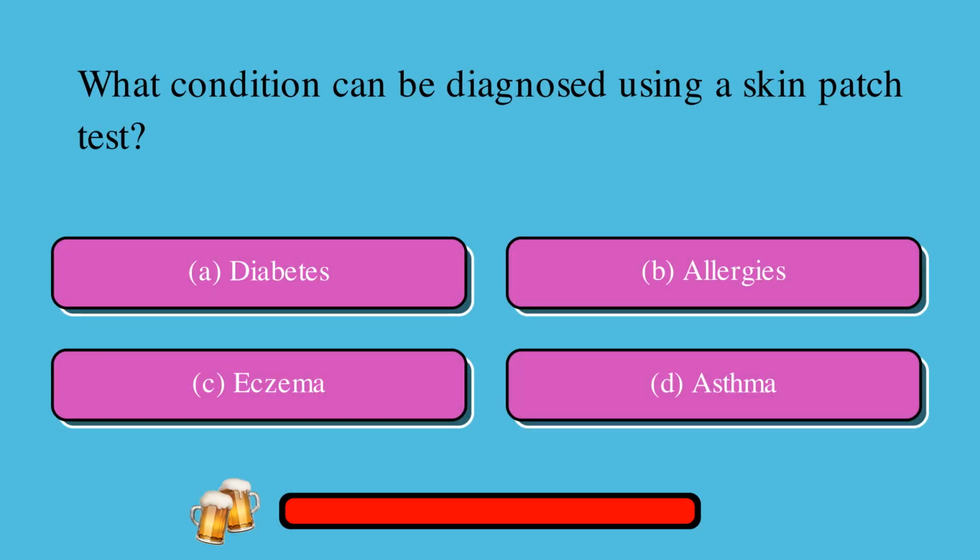What condition can be diagnosed using a skin patch test? A. Diabetes, or B. Allergies, or C. Eczema, or D. Asthma? The correct answer is B. Allergies.